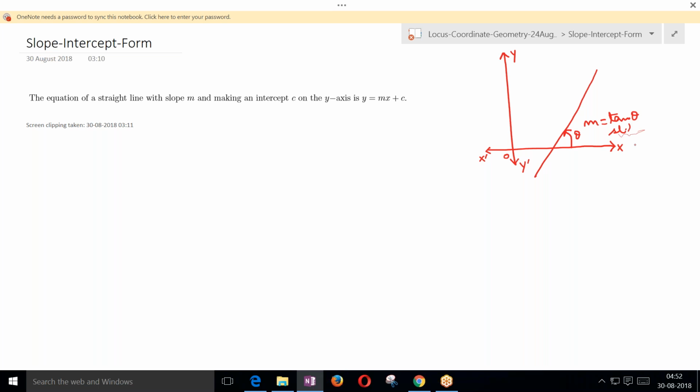Okay. Now the point is that, here it is tan theta. So that is known as the slope. So to find the equation of a straight line, two pieces of information must be given. So what are those two kinds of information that we are going to discuss now?